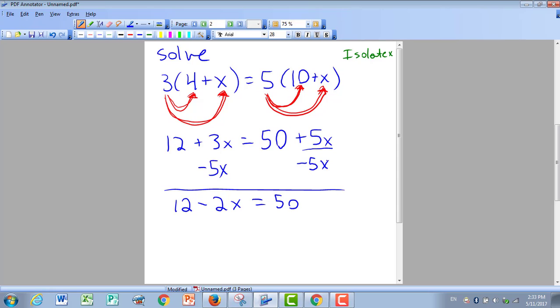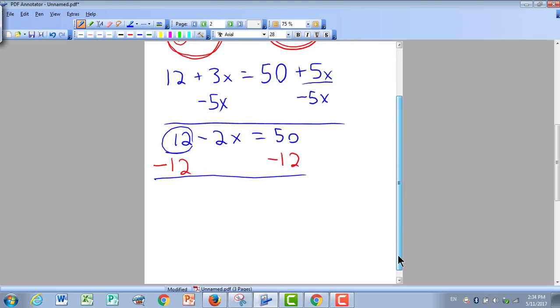So next, we're still trying to isolate the x. Always add or subtract first, so we're getting rid of this 12 first. It's a positive 12. There is a minus sign, but that's associated with the 2x. So it's a positive 12. The opposite of positive 12 is minus 12, so we add minus 12 to both sides. It's the same thing. Uh-oh, I'm running out of room.